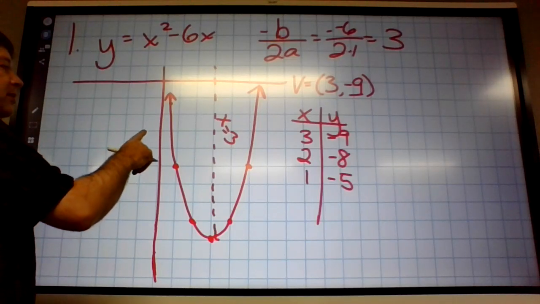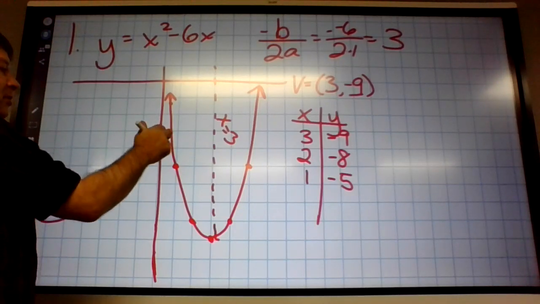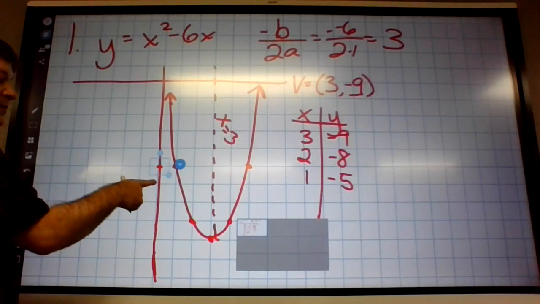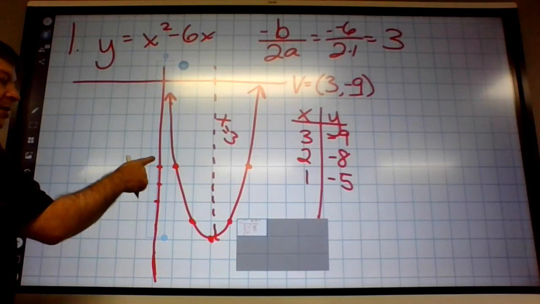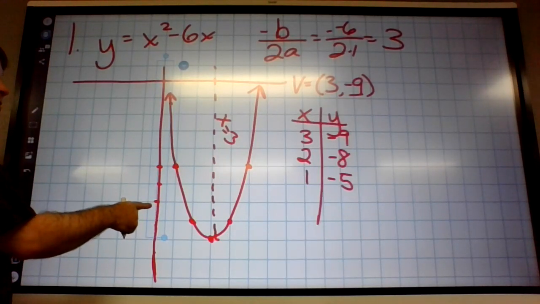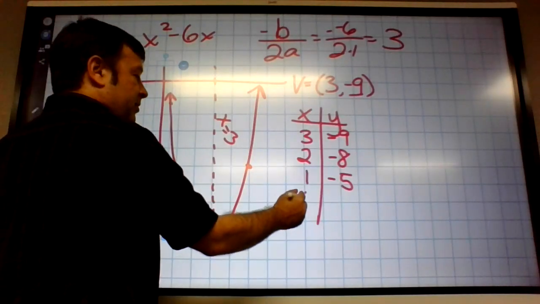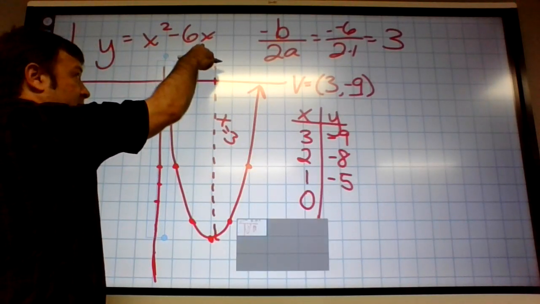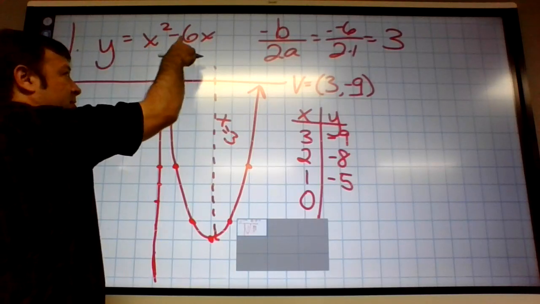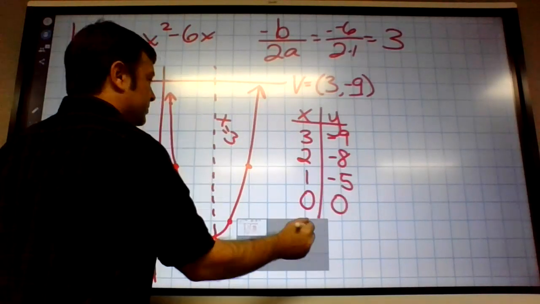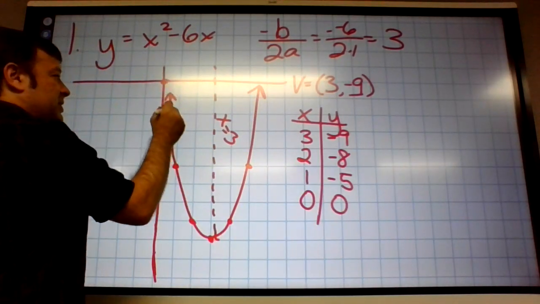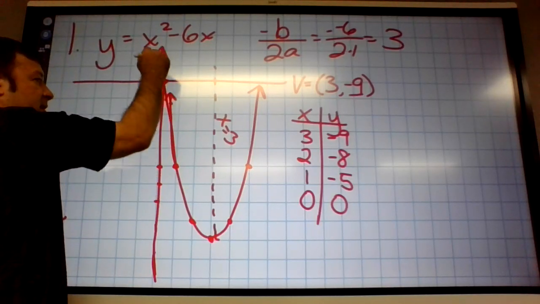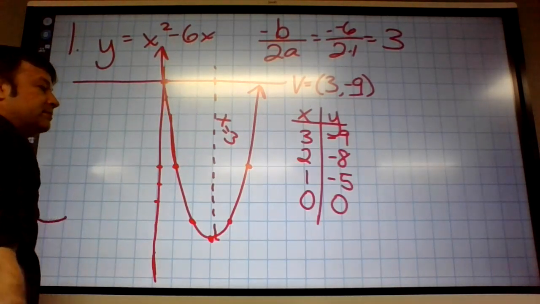Okay, the y-intercept, what do all y-intercepts have in common? This point is like 0, -5, 0, -6, 0, -7. All y-intercepts have an x value of 0. So if you plug in 0 for x, you can find the y-intercept. In this case, 0 squared minus 6 times 0 makes 0. So the y-intercept would be at 0, 0. So if I kept drawing it correctly, it would have gone like that.